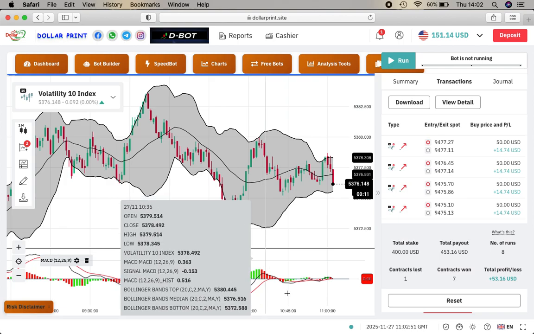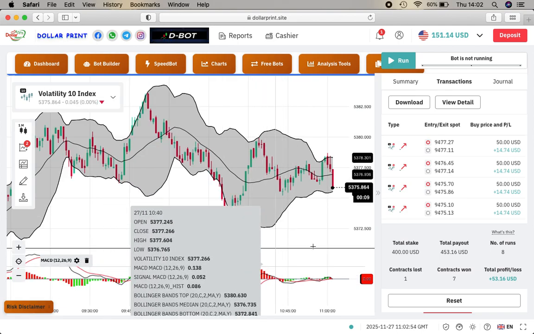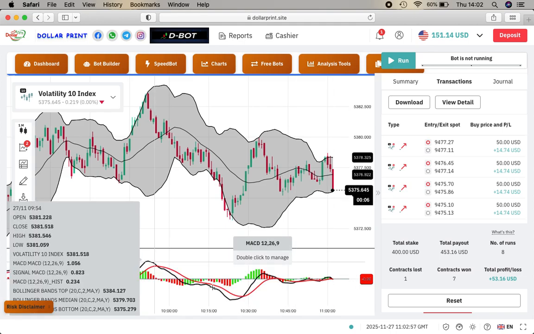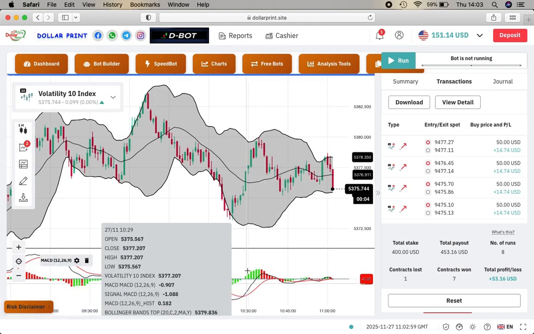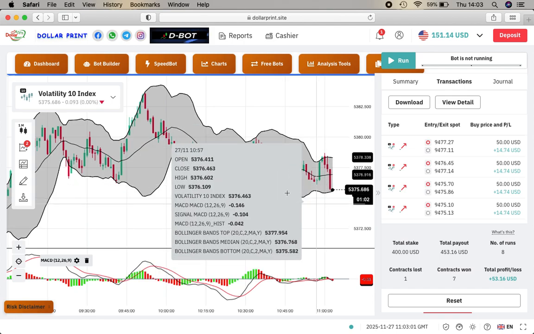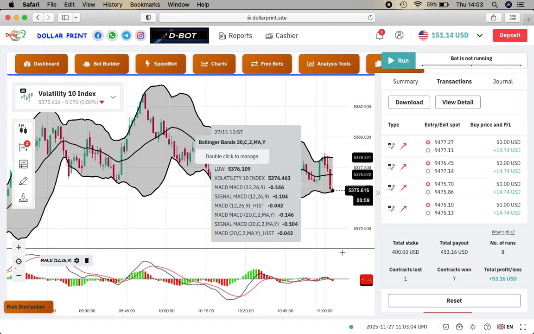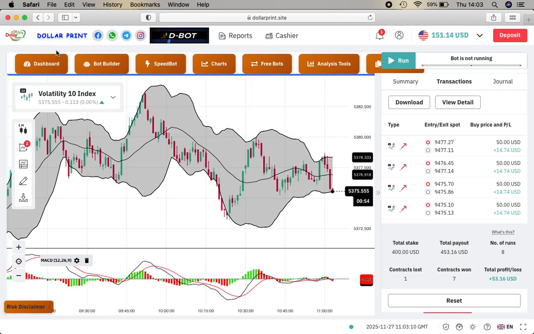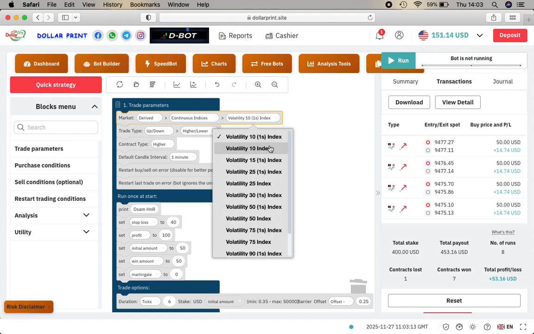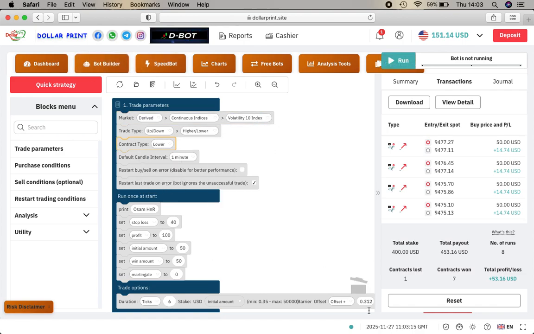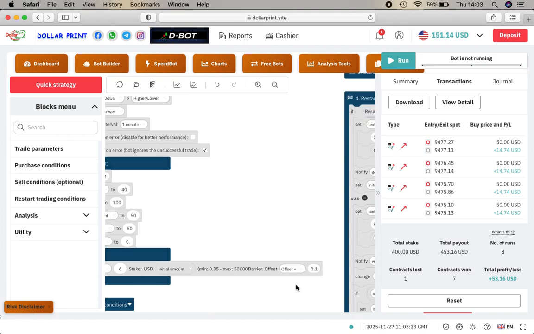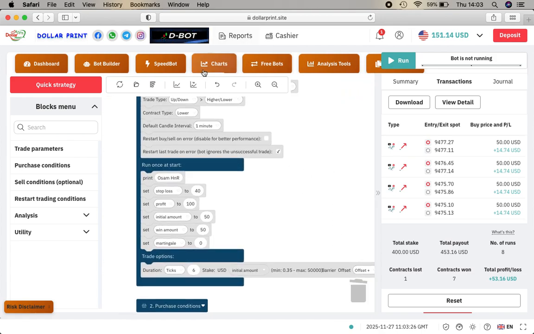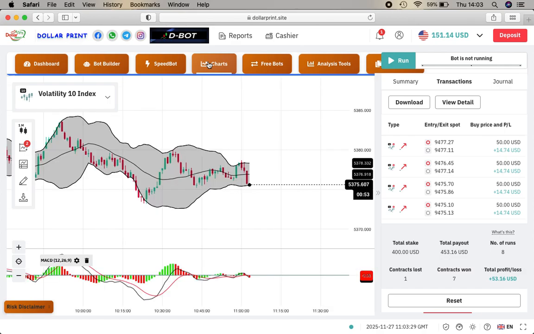What about the MACD? If you really want to trade nicely, just wait for the MACD to change color to red if you want to go for lower, and wait for it to change color to green if you want to go for higher. As you can see, the MACD is going nicely with these lower. So there it is, Volatility 10. You only need to come to the bot, change to Volatility 10, change to lower, and use an offset of 0.1 like that.